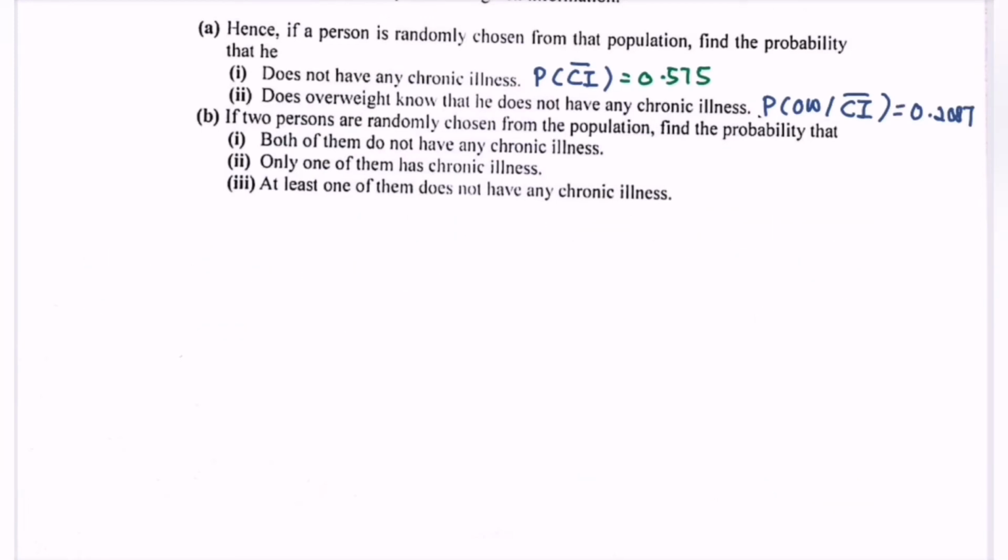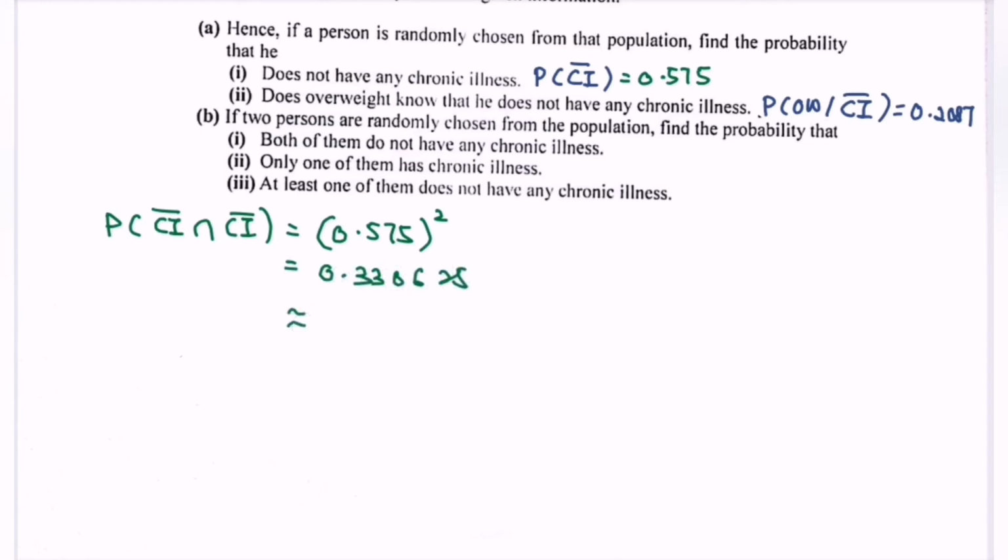So B. Just now we discussed when a person is randomly chosen from the population and we discussed the chronic illness. Next, B involves two persons. If two persons are randomly chosen from the population, find the probability that both of them do not have any chronic illness. So we have the probability of non-chronic illness for both of them. Referring to part A, we have 0.575 squared, because both of them are non-chronic illness. By calculator, we have 0.330625, or in three significant figures, 0.331.